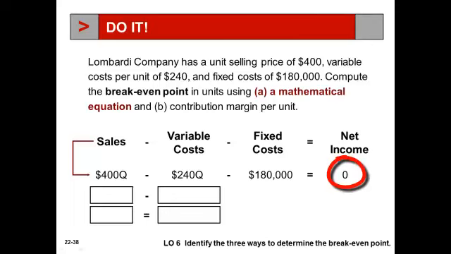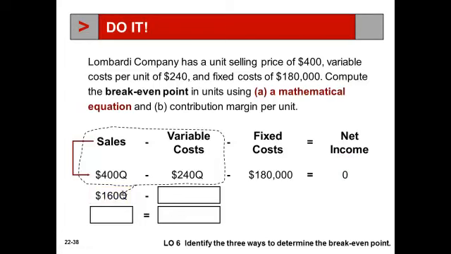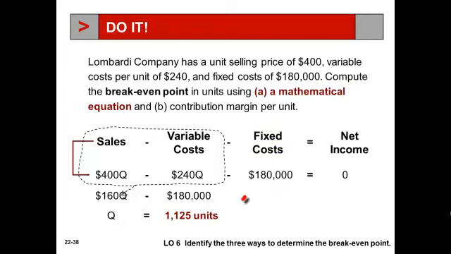The difference between our sales revenue and variable costs gives us our contribution margin, $160 per unit, per sales unit, equals what? Our fixed cost of $180,000. Let's simply solve for Q, divide both sides by 160, and Q equals 1,125 units, break-even point.